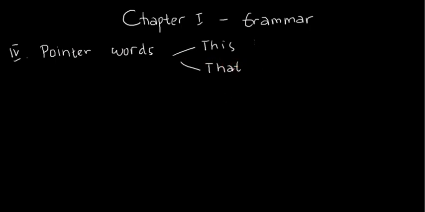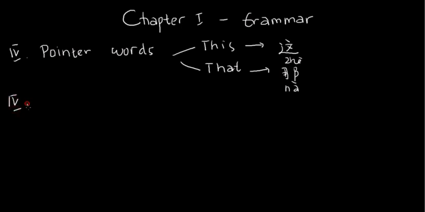in English. So in Chinese, this is 这, and then that is 那. So this is 这, and then this is 那. But there are rules for when we want to use 这 and 那. And what are they?